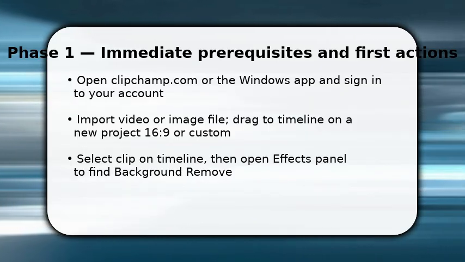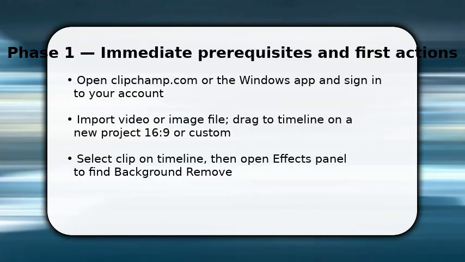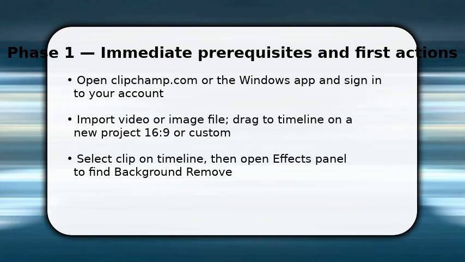Make sure your subject contrasts with the background for best results. If you need transparency output, choose a project setting or export format that supports alpha. Otherwise, pick a solid color background now and proceed to refinement.